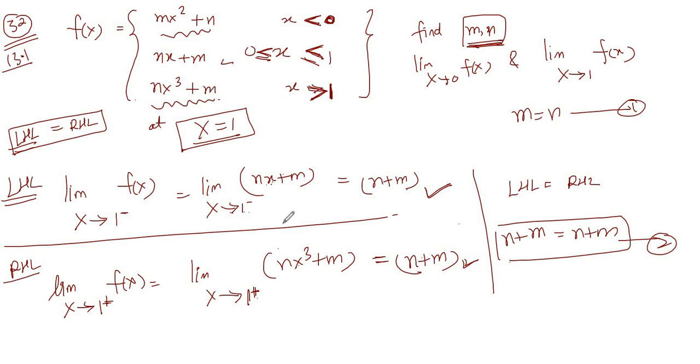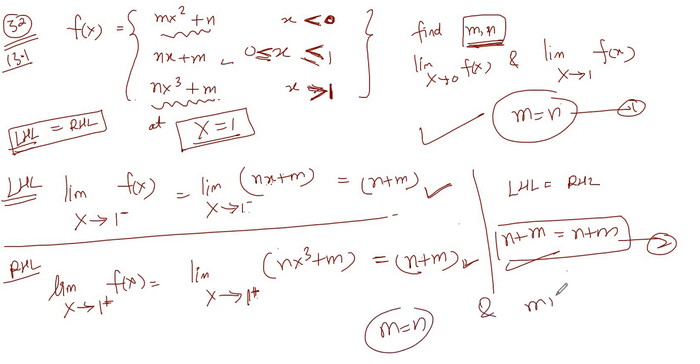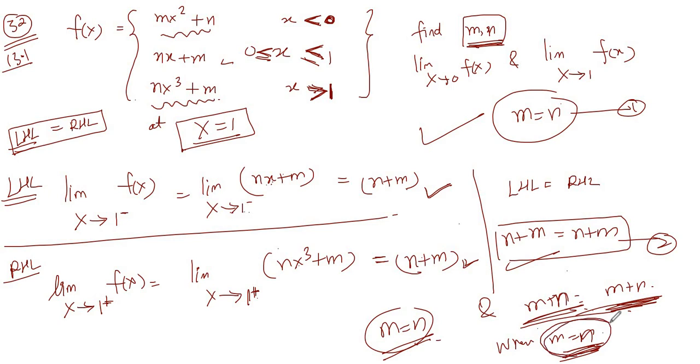So if we see, for the limits to exist at 0 and 1, we got two equations: m should be equal to n, and m plus n is equal to m plus n. These two equations are true for any integral value of n when m is equal to n. Whenever m is equal to n, at that moment both limits will exist, because when m is equal to n, then m plus n will also be equal to m plus n. So this is the condition for both limits to exist. Let's see the first example.